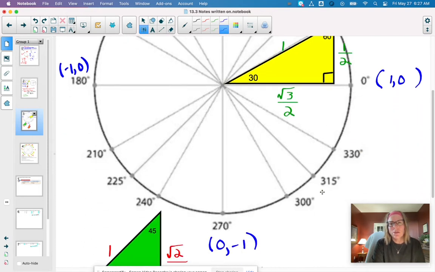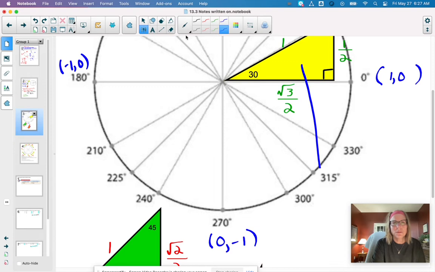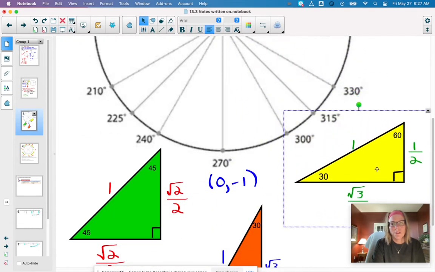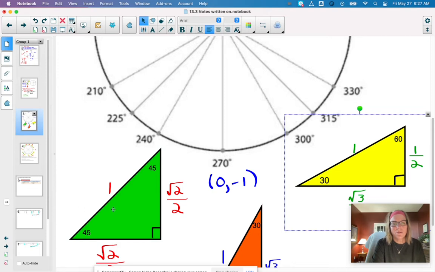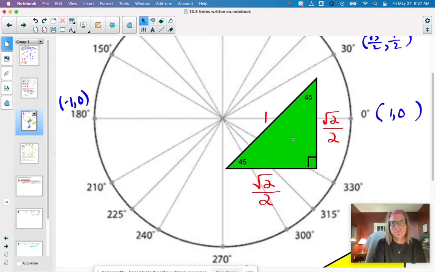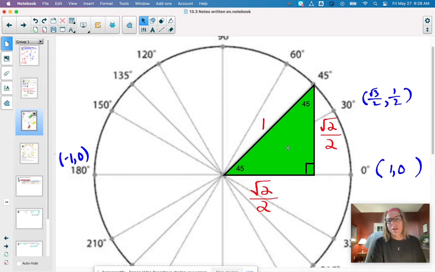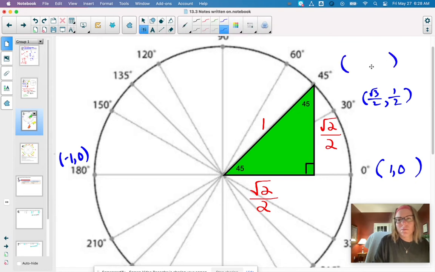All right, so now let's continue here. I'm going to move this yellow out of the way. And now let's grab the 45, 45, 90. And again, it's going to show us, there we go. So to derive the coordinates on the unit circle at 45 degrees, we're going to the right root 2 over 2, and we're going up root 2 over 2.